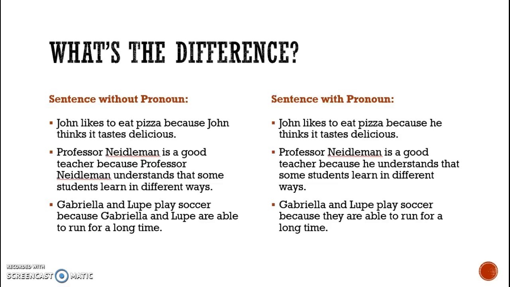And the first one turns into John likes to eat pizza because he thinks it tastes delicious. The second one, Professor Needleman is a good teacher because he understands that some students learn in different ways. And the third one, Gabrielle and Lupe play soccer because they are able to run for a long time. Notice how each one, the first one, he, second one, he, and the third one, they. Notice how it makes a sentence run smoother and it's less repetitive.